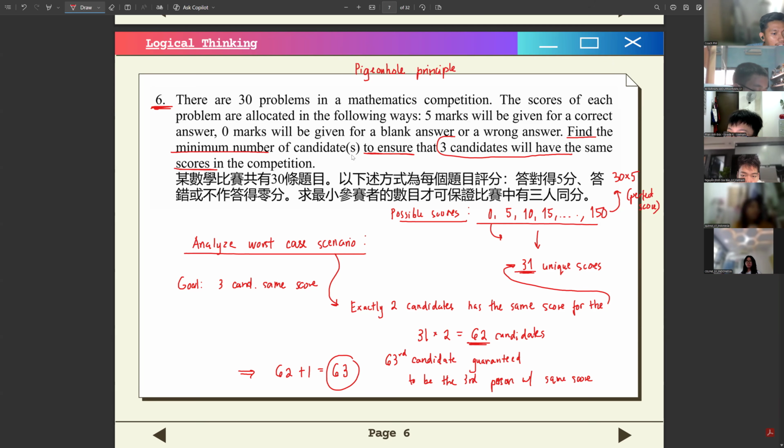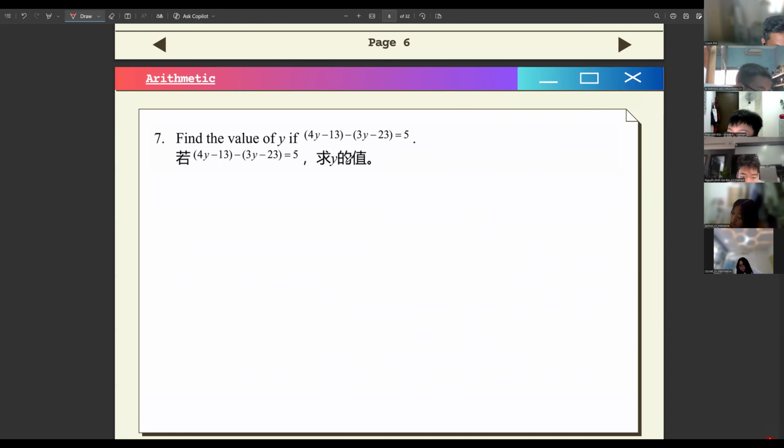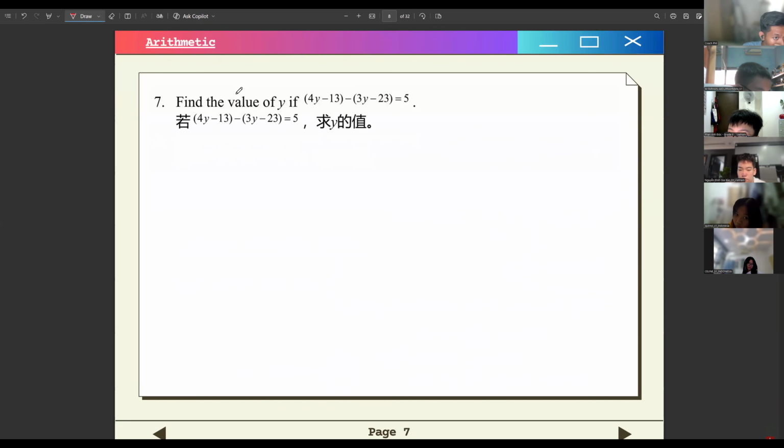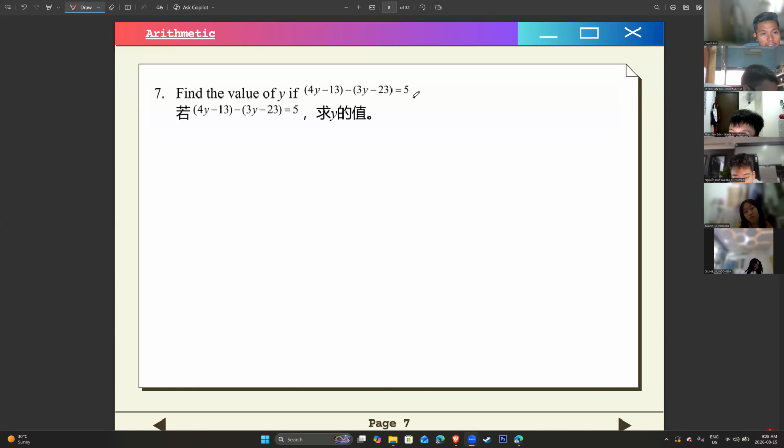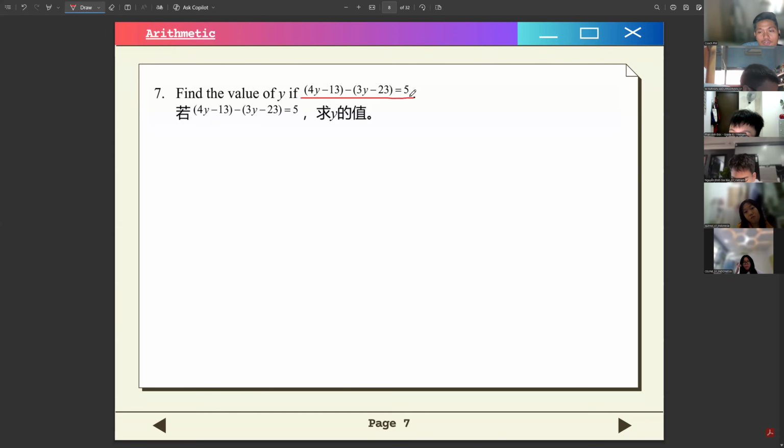So let's continue. We have arithmetic. This should be algebra, sorry. I didn't change the category. This should be algebra, right? Find the value of y if we have this equation. So by now, you should already be masters of solving simple equations, no? You're already in secondary 1. This is already in your curriculum.